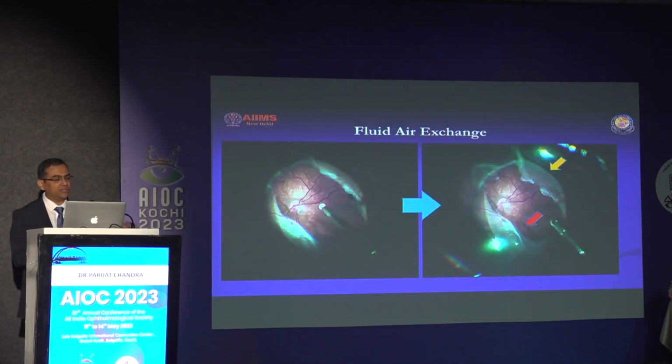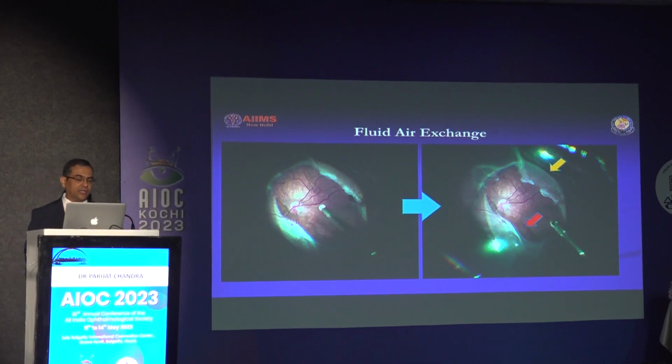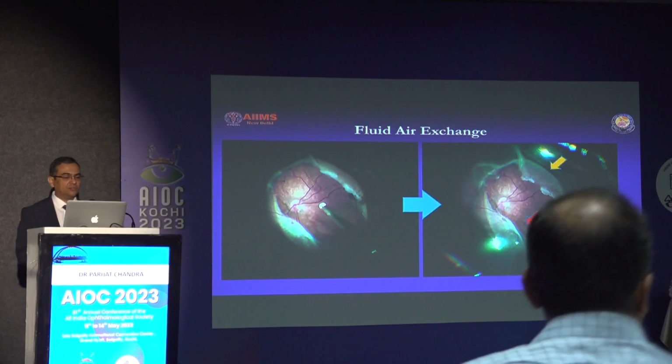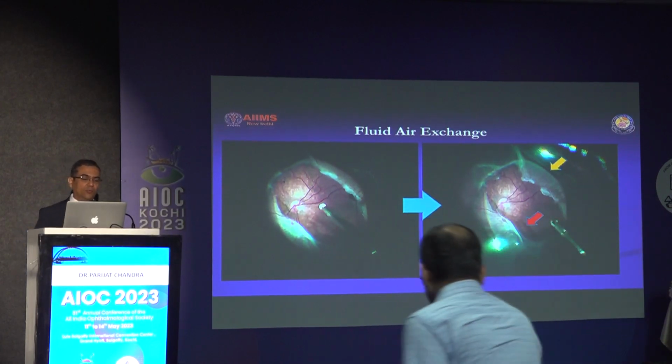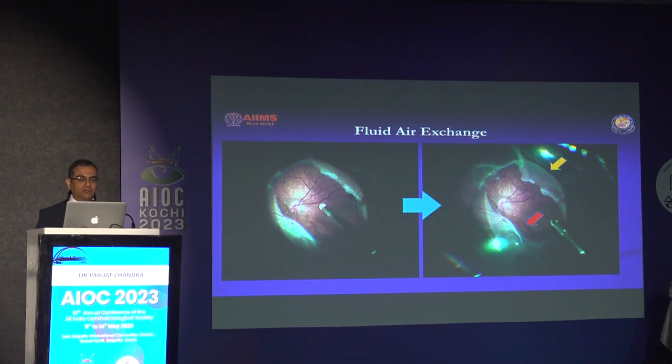I'm just trying to show here that if you apply too much air pressure and continue to suck out all the fluid which is there, then the TRD which you cut is going to press upon the posterior retina. The red arrow is to show that if you press too much, then the macula is also going to detach. So the fluid air exchange should not be too aggressive, otherwise you can have more problems than benefit at the end with the fluid air exchange.